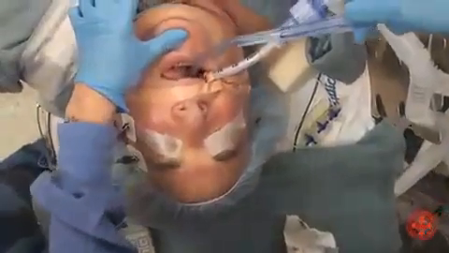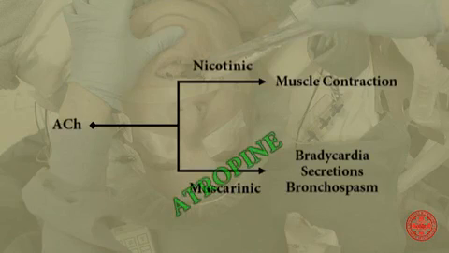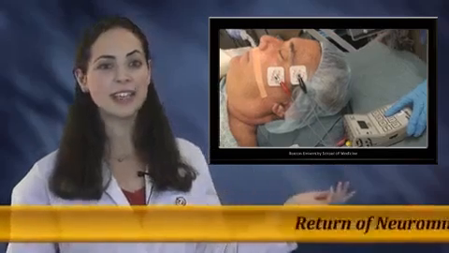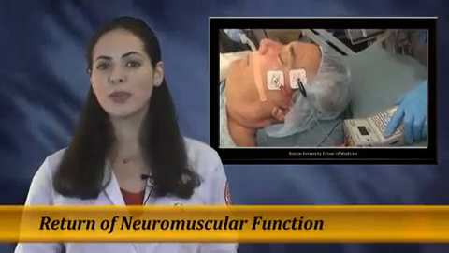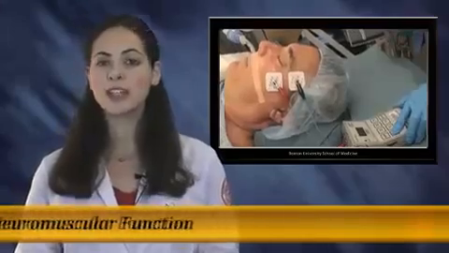However, this increased cholinergic stimulus can result in bradycardia and excessive secretions. Therefore, an anticholinergic agent such as atropine or glycopyrrolate is generally administered to minimize the muscarinic effects resulting from neostigmine administration. As you can see, a peripheral nerve stimulator used to assess the degree of neuromuscular block throughout the procedure is particularly useful in this stage to determine the return of normal neuromuscular function.